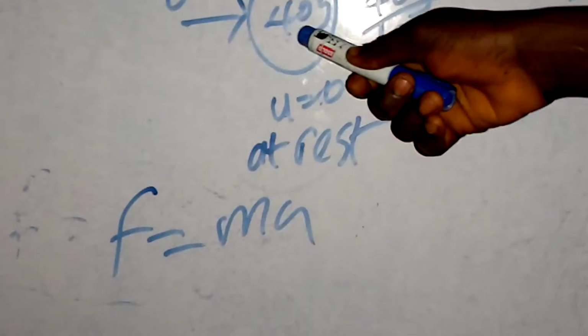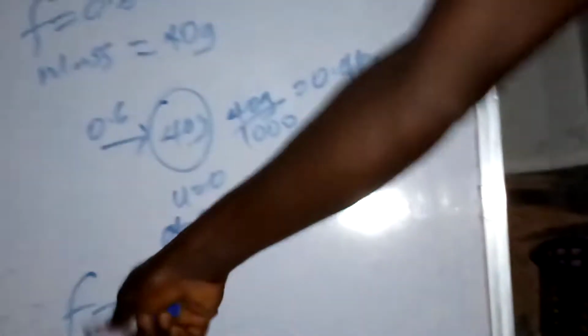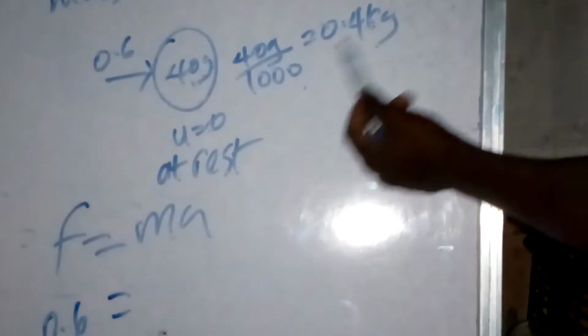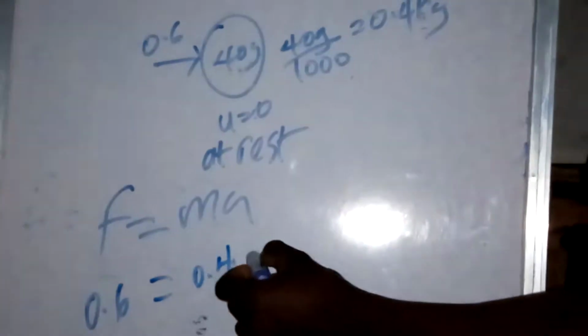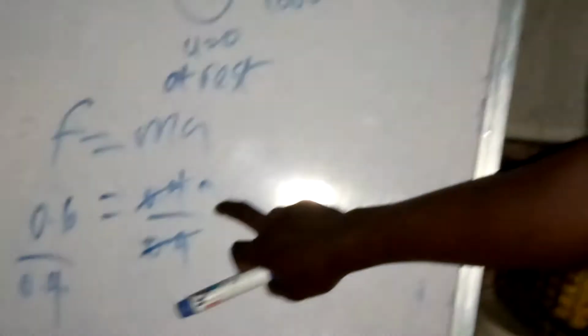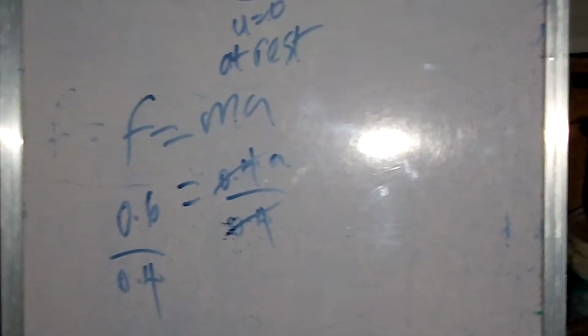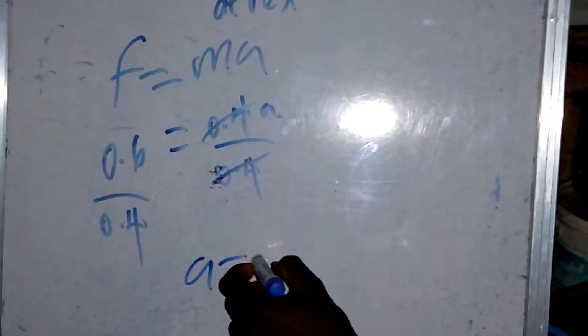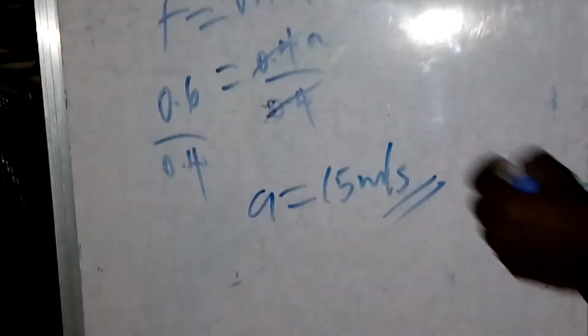Since we are given the mass, and the force is given already, you substitute it. The force equals 0.6, and this is our mass. So you need to convert this 40 grams to kilograms. Divide by 1000, that's 0.4. So for a, the acceleration, you divide by 0.4. The reason why we divide by 0.4 is that it is the coefficient of a, the number beside a, so you divide both sides by it. When we divide both sides by 0.4, our acceleration will be 15 meters per second squared. Final answer.